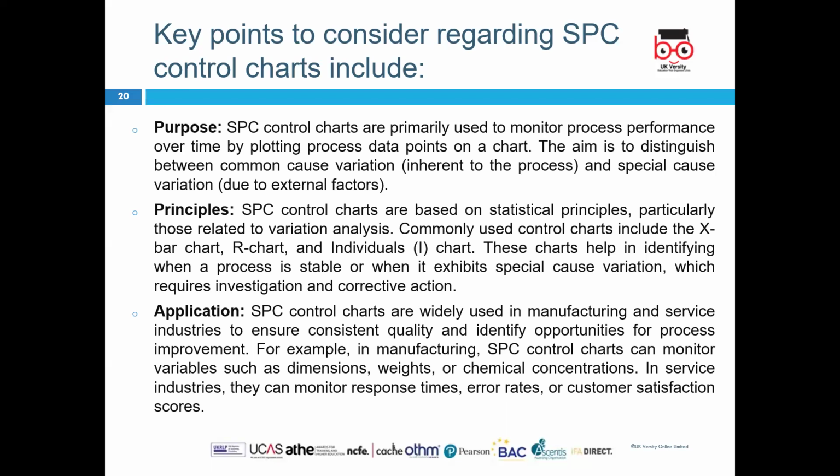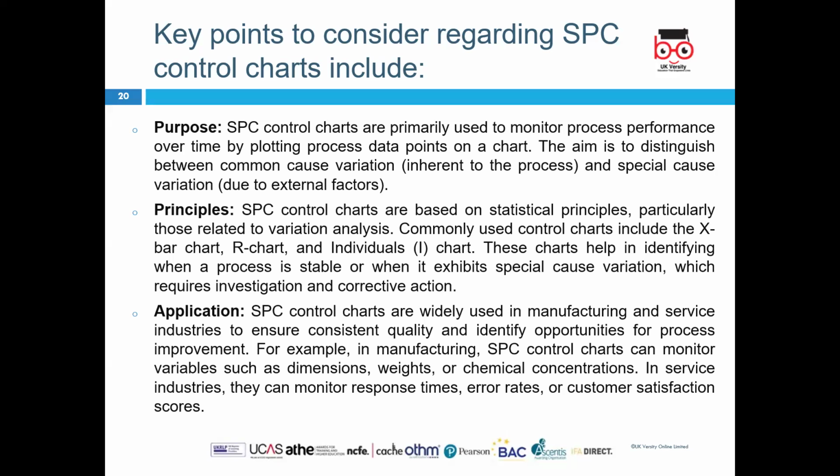In terms of principles, the SPC control charts are based on statistical principles, particularly those related to variation analysis. Commonly used control charts include the X bar chart, R charts, and individual I charts. These charts help in identifying when a process is stable or when it exhibits special cause variation, which requires investigation and corrective action.